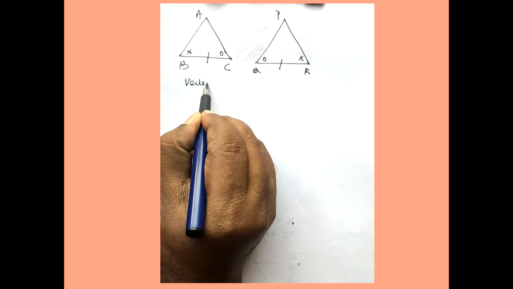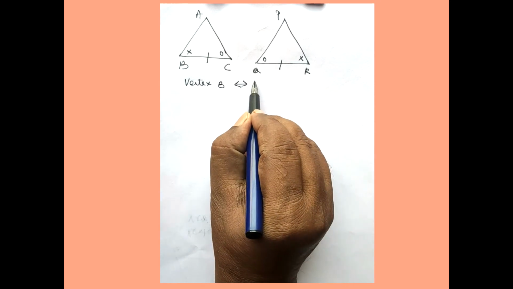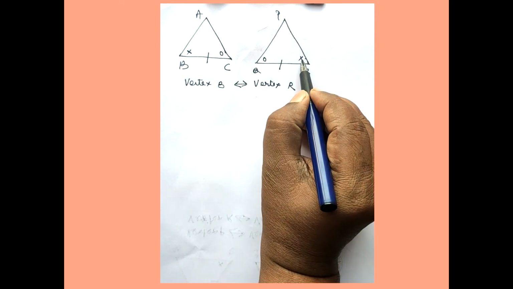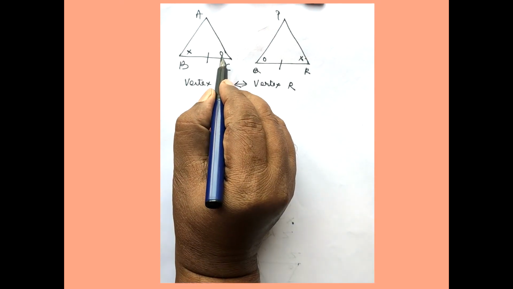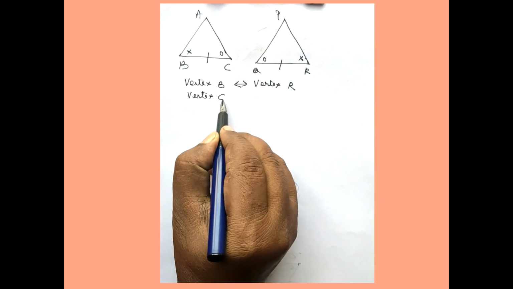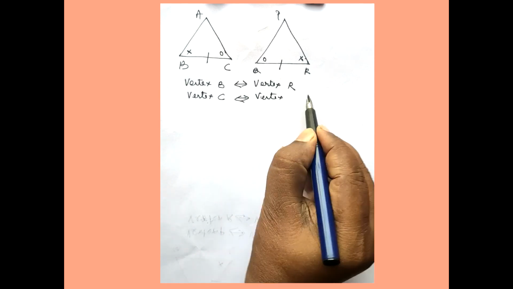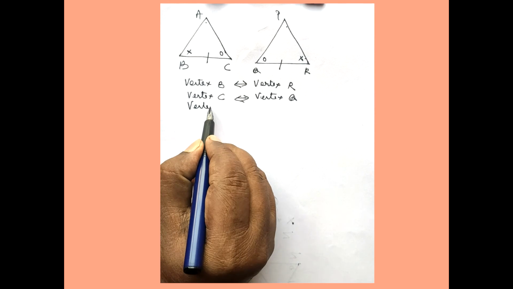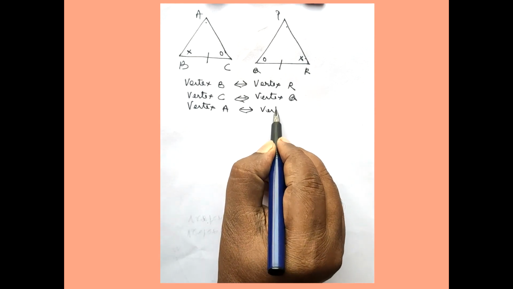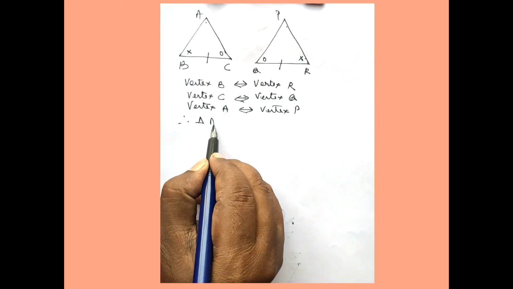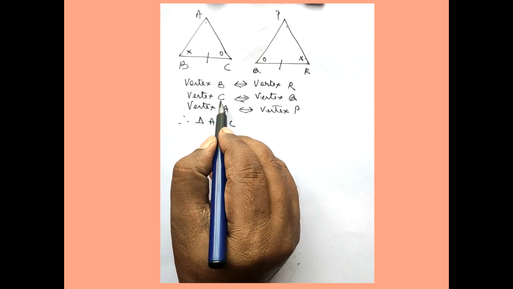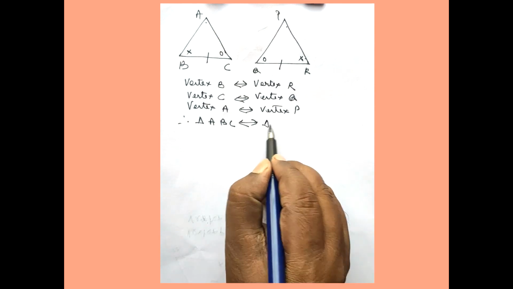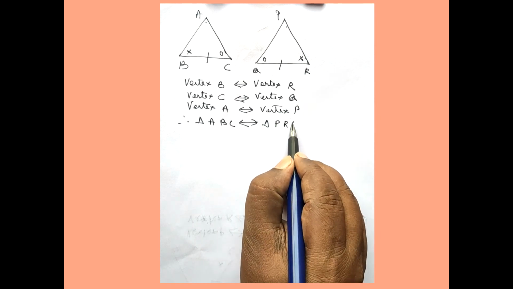So we can say that vertex B corresponds to vertex R. See, here we have X and this angle is also indicated by X. Now with O and O, we will get vertex C corresponds to vertex Q. Now only one angle is remaining in each triangle, so we can easily take vertex A corresponds to vertex P, and therefore triangle ABC corresponds to triangle PRQ.